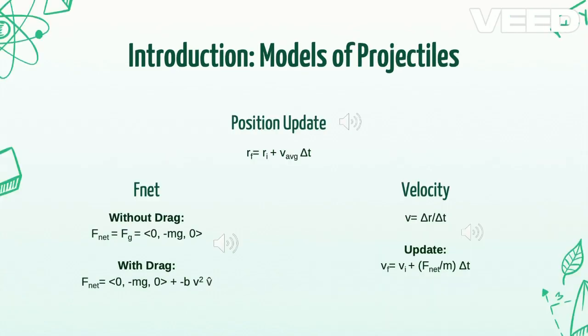For F net, we have two expressions. Without drag, the net force acts in the y direction only. The expression below shows us taking drag into account by including the addition of negative b, where b is the drag constant, times velocity squared, also times phi hat.